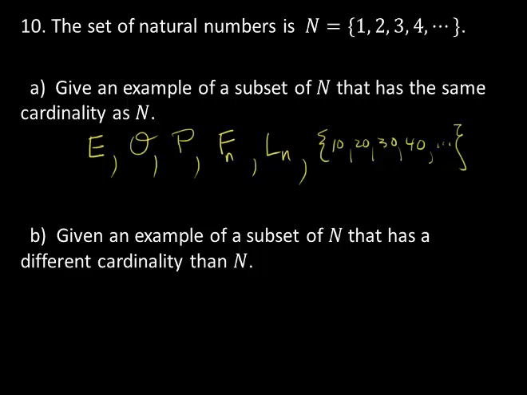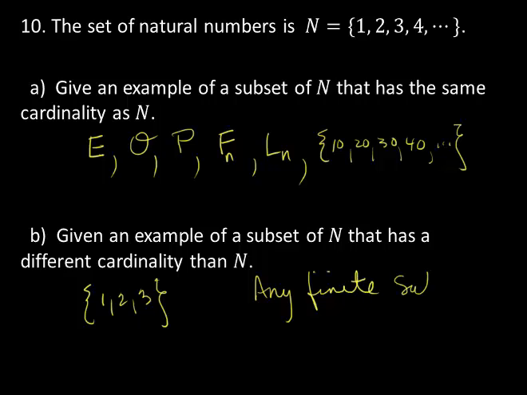Part B, give an example of a subset of N that has a different cardinality. Well, that's easy. How about the set containing 1, 2, and 3? That's a subset of the natural numbers. It is a finite subset. So really, any finite subset would have been a correct answer. But an infinite subset would not. Any finite subset of N has a smaller cardinality than N.